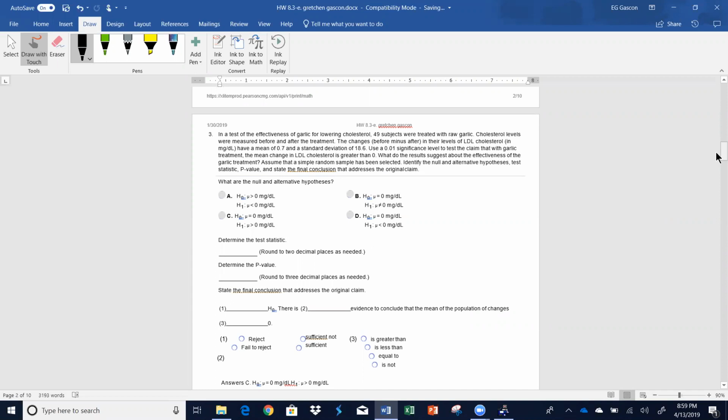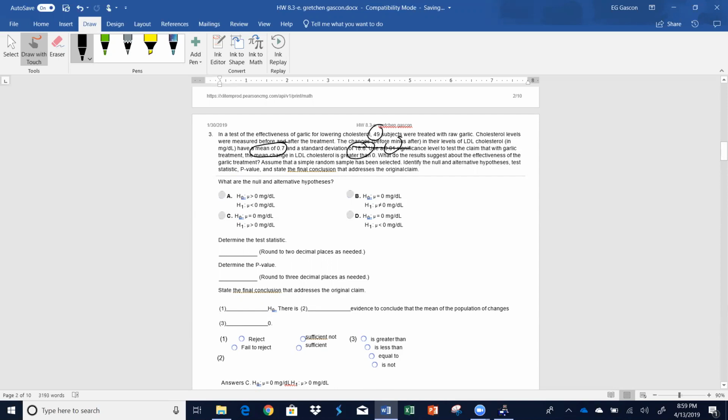So here's the catch to all of this. You have to start out by looking at and finding the claim. So what are they claiming? I look at this and it says 49 subjects, so N is 49. Cholesterol levels are measured before and after treatment. The change of their cholesterol levels has a mean, so this is the mean, X bar, and a standard deviation. This all has to do with the sample, and 0.01 is the significance level.